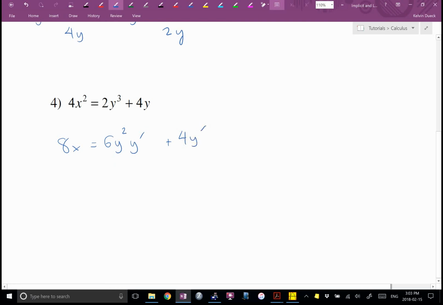Now what do I want to get by itself? Y prime. Physics 12s, are you ready? How many y primes do I have? 2. How many would I prefer? 1. It would be really cool if there was a grade 9.